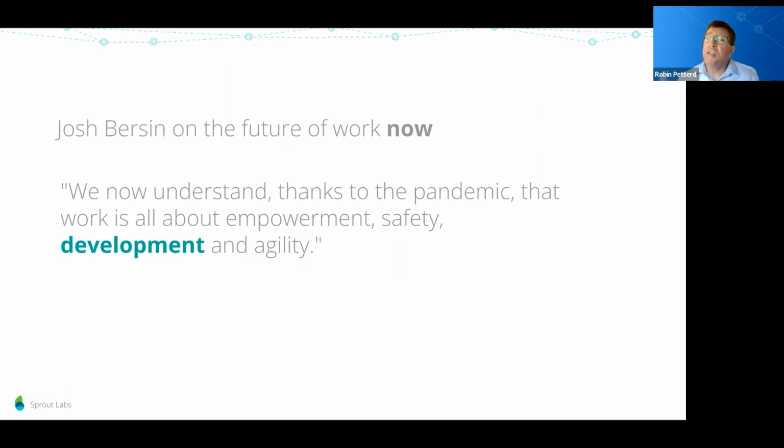It's essentially that work's now all about empowerment, safety, development, and agility. It's interesting because we in L&D and learning are involved in the development part of that. That quite often gives people more empowerment, helps them be more agile and cope with change, and helps them feel safe and secure in their workplaces, and able to work in a really powerful way.